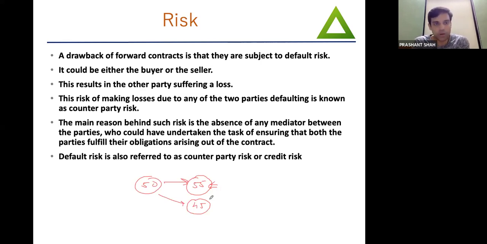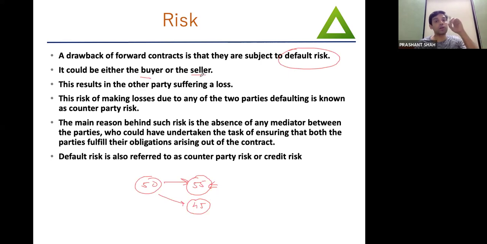In adverse scenario, adverse situation, definitely there may be, but it's not very common. So the default risk is definitely the one which is the risk here, and it can be by both. So the farmer can default, the merchant can default.